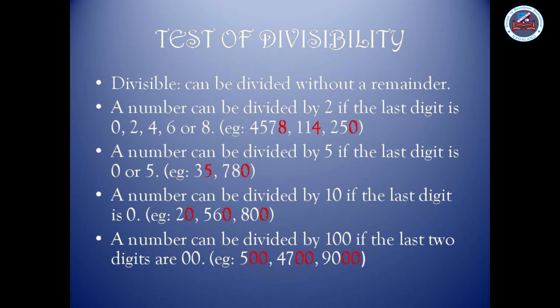And a number can be divided by 100 if the last two digits are 0. For example, 500, 4700 and 9000. We see here the last digits of these numbers are 0, 0. This means these numbers can be divided by 100 or are divisible by 100.